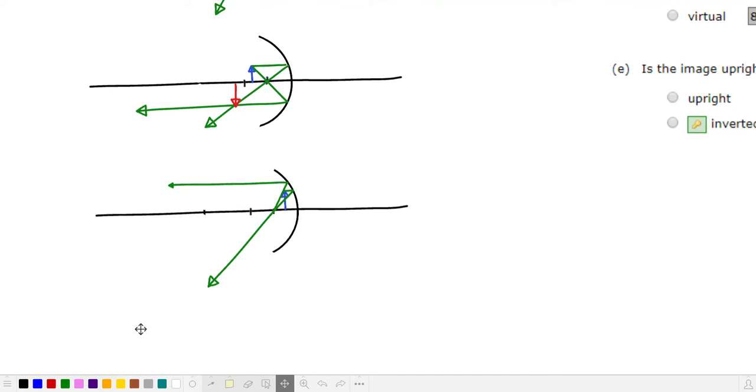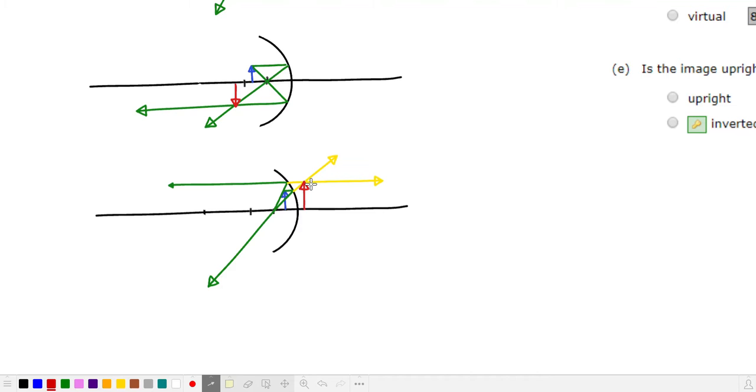I'll draw these in yellow. I follow this backwards, which means it's going like this. Follow this one backwards. Starting at this arrowhead, I see that backwards has to be in this direction. And so our image is upright. It's virtual because no actual light goes there. And it's bigger.